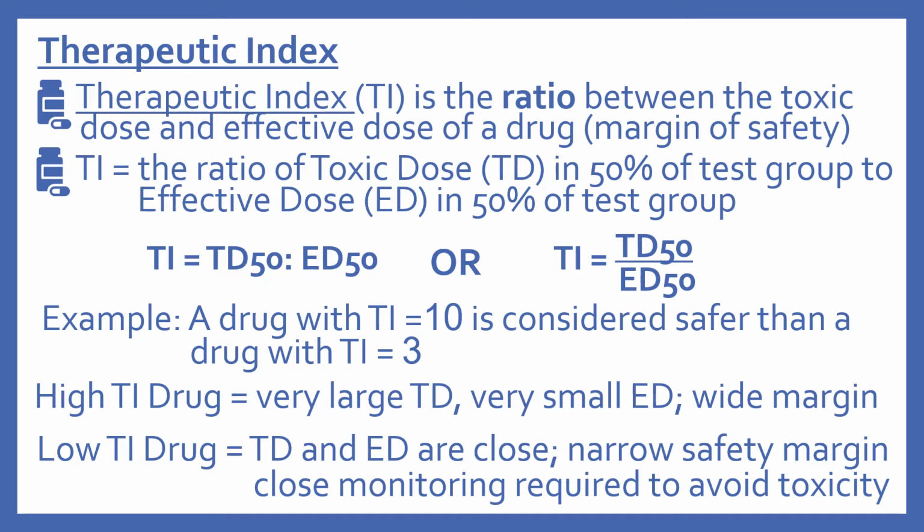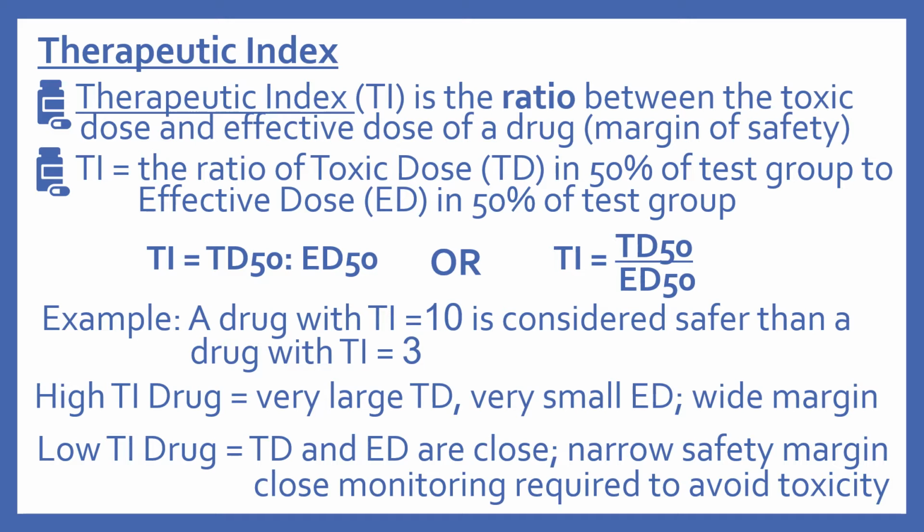So first we'll begin with just a definition of therapeutic index. Therapeutic index, abbreviated TI, is the ratio between the toxic dose and the effective dose of a drug, so it's the margin of safety. More specifically, it is the ratio of toxic dose in 50% of the test group to the effective dose in 50% of a test group. So you can see the formulas there set up as a ratio or like a fraction.